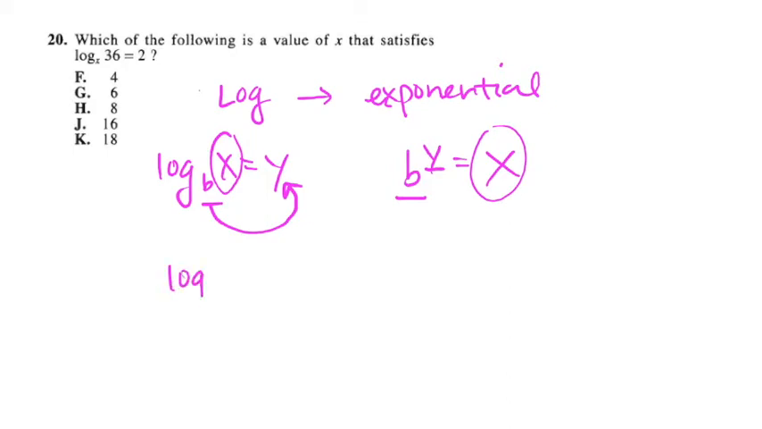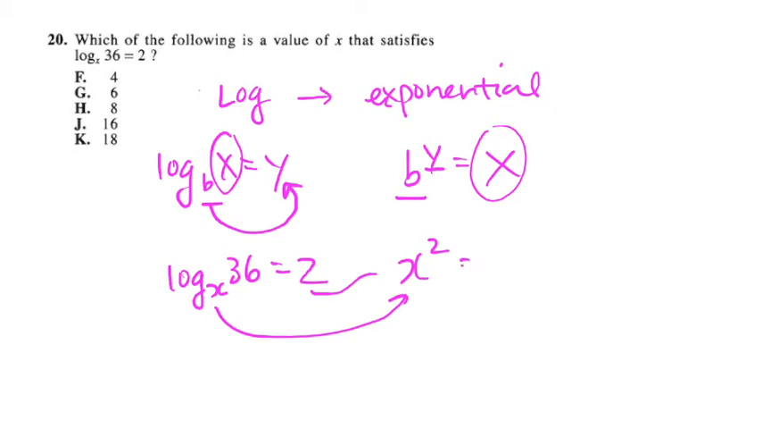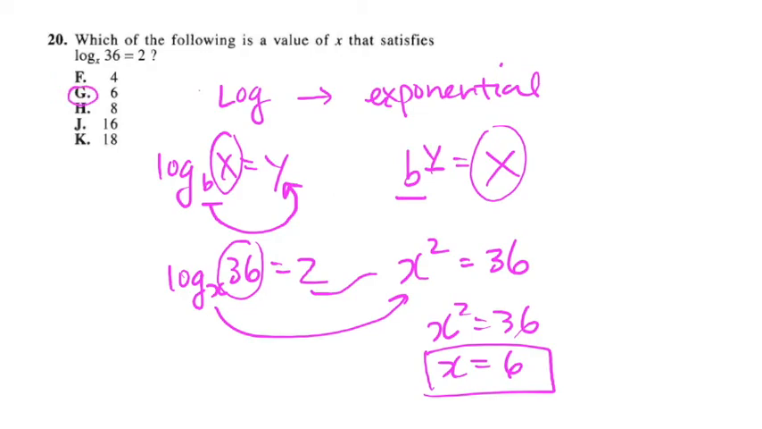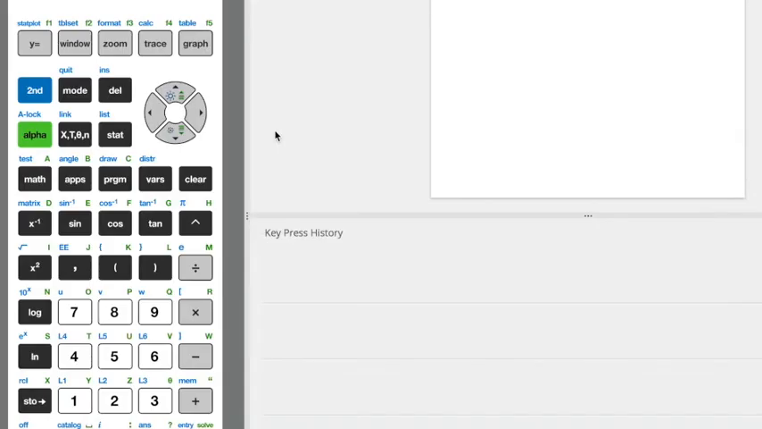So if we take what's given, our b is x, our y is 2, and our x is 36. X squared equals 36. That means x equals 6. G is our answer.